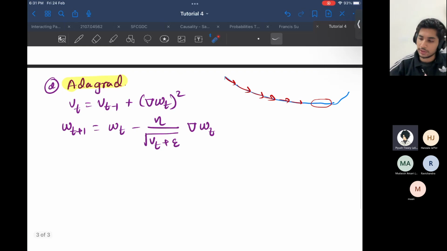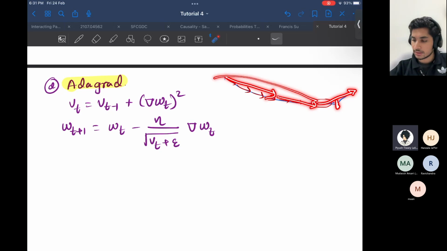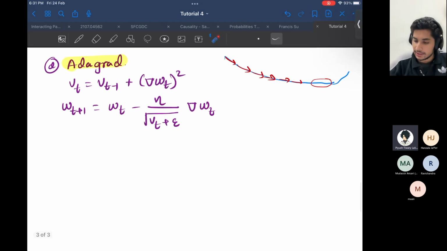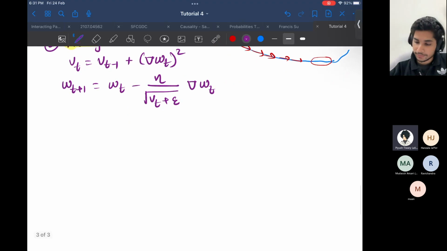The idea is that if you are moving in a certain direction for a long time, suppose you are moving here, and then again moving here, so you have missed your minimum. Maybe you can use this information to reduce your step size and just move here. So that is the idea of AdaGrad. Adaptive gradient is what AdaGrad stands for.